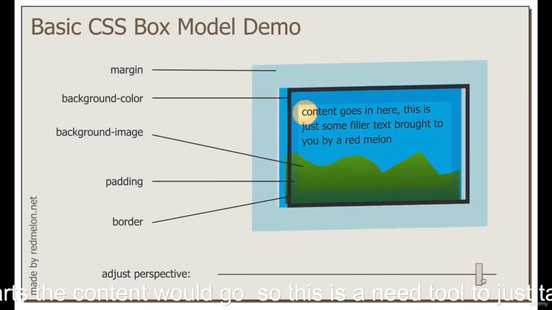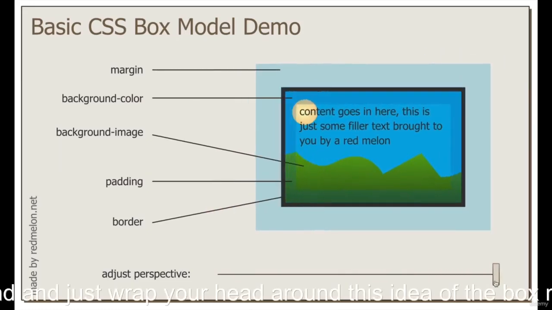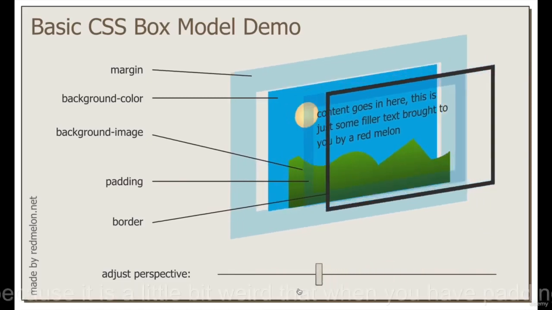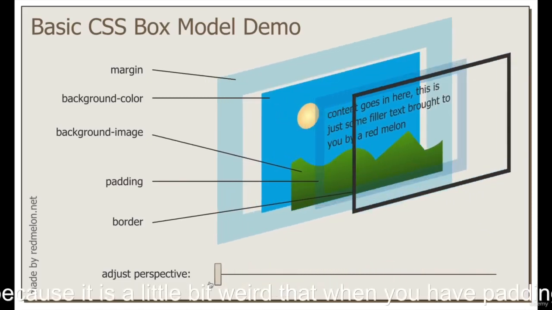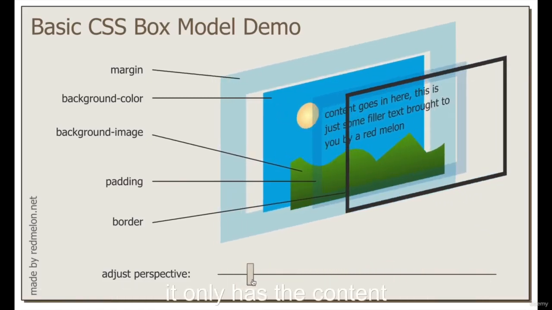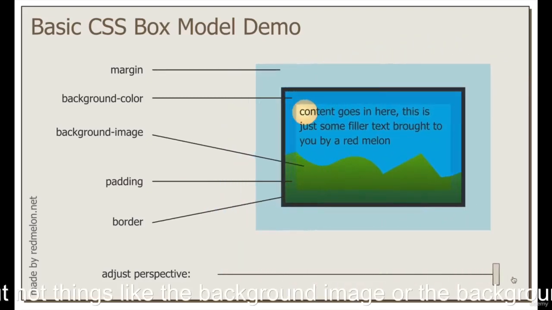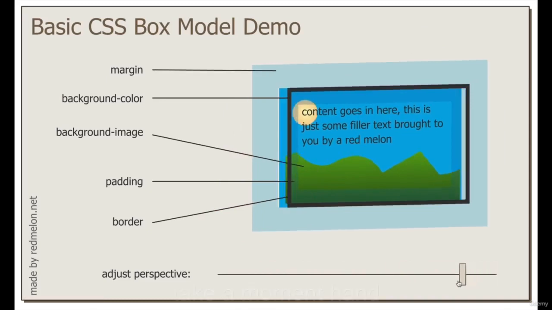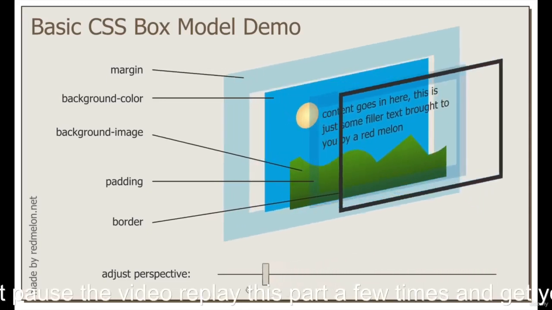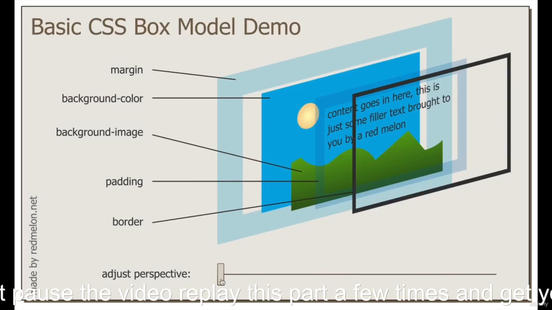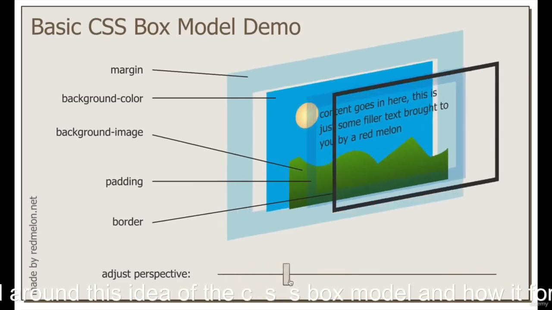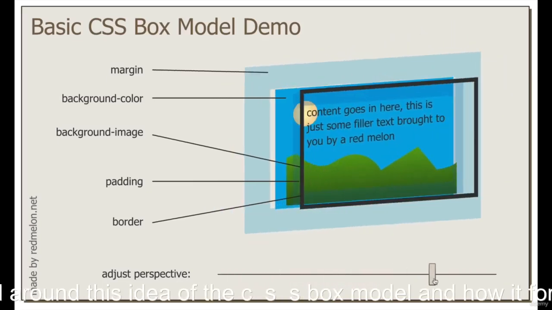So this is a neat tool to just toggle around and wrap your head around this idea of the box model, because it is a little bit weird that when you have padding, it only pads the content, but not things like the background image or the background color. So if you want, take a moment here, pause the video, replay this part a few times, and get your head around this idea of the CSS box model and how it's formed.